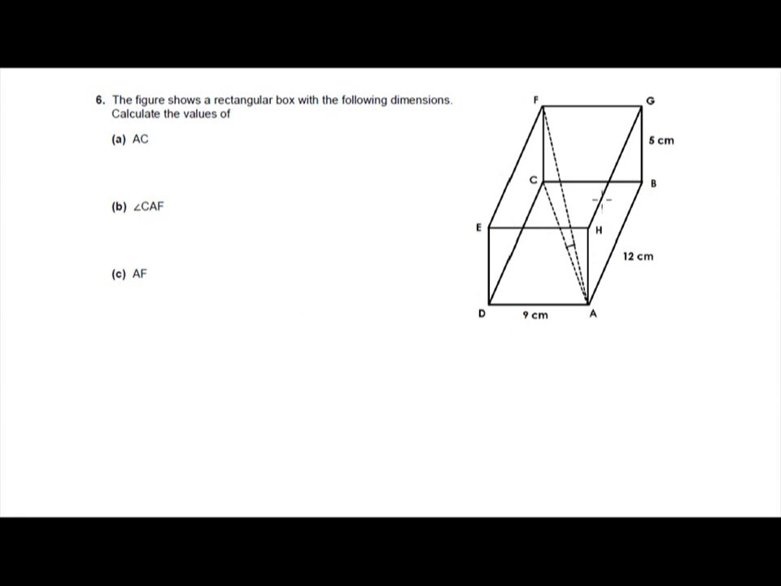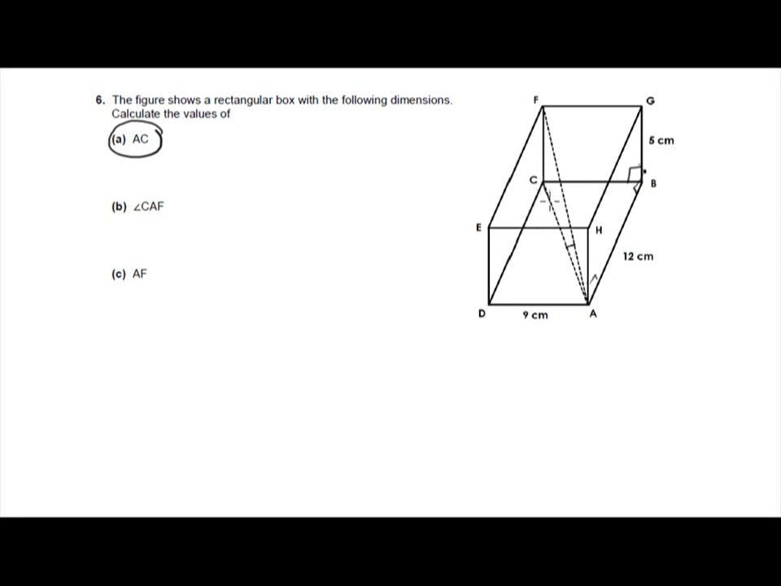So although it is not indicated that the angles here are 90 degrees, since this is a rectangular box, this is 90 degrees, for example, this is 90 degrees, the one here is also 90 degrees, this is 90 degrees. There are a lot of 90 degrees in this box. Okay, so if we're looking for AC, we need to consider a triangle containing the side AC. Okay, and we can look at possible options.